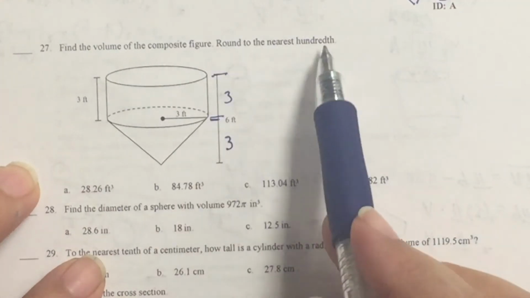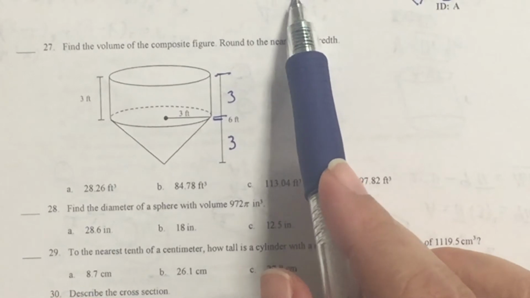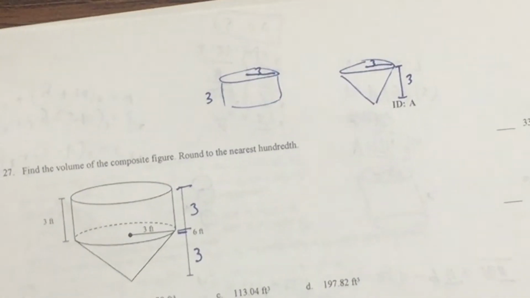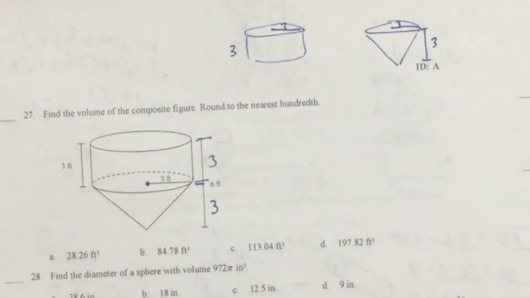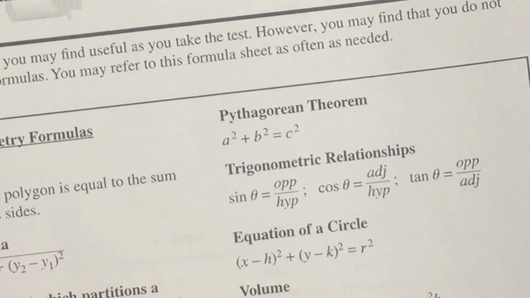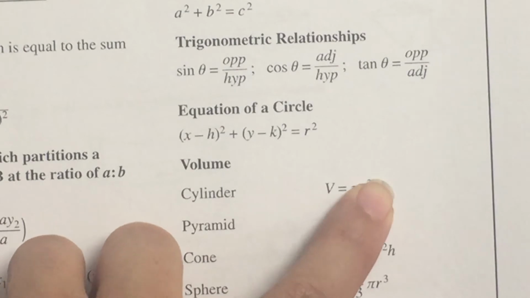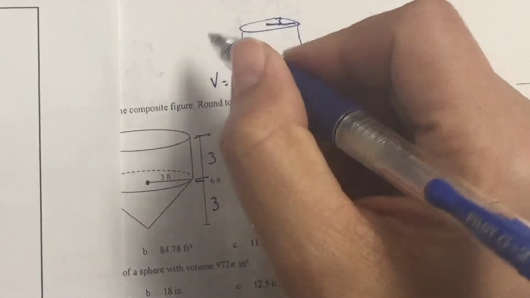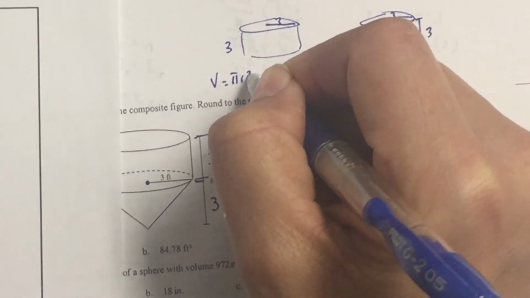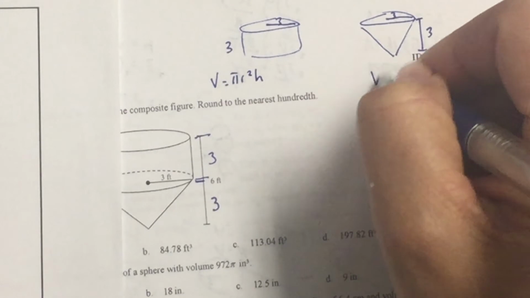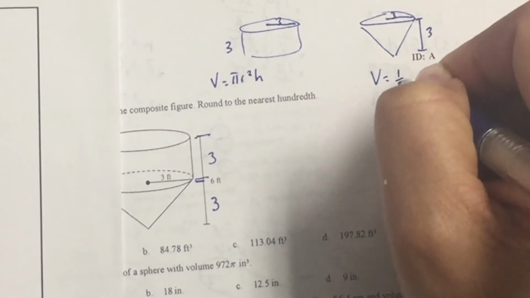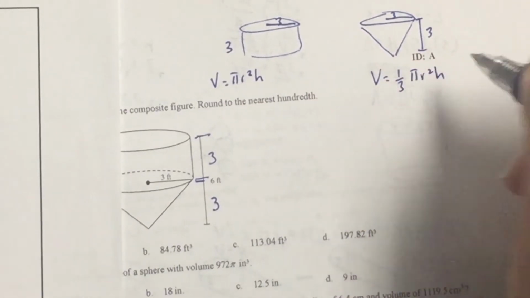All right, so find the volume. Not area, sorry, volume. Volume of a cylinder is pi r squared h. Of a cone, it's 1/3 pi r squared h. So I'm just going to write those down.